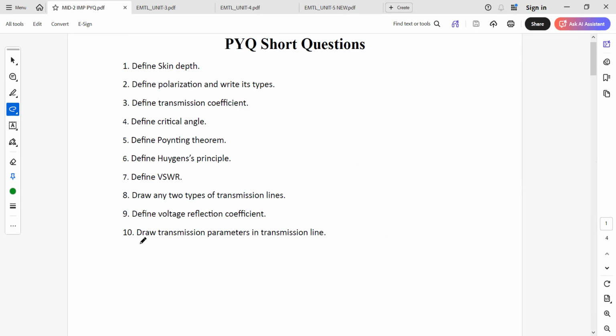Now the question is draw transmission parameters in transmission line. So what are the transmission parameters? We have R, L, G, C, all per meter. So we have to draw the transmission line, and in that we need to represent them.